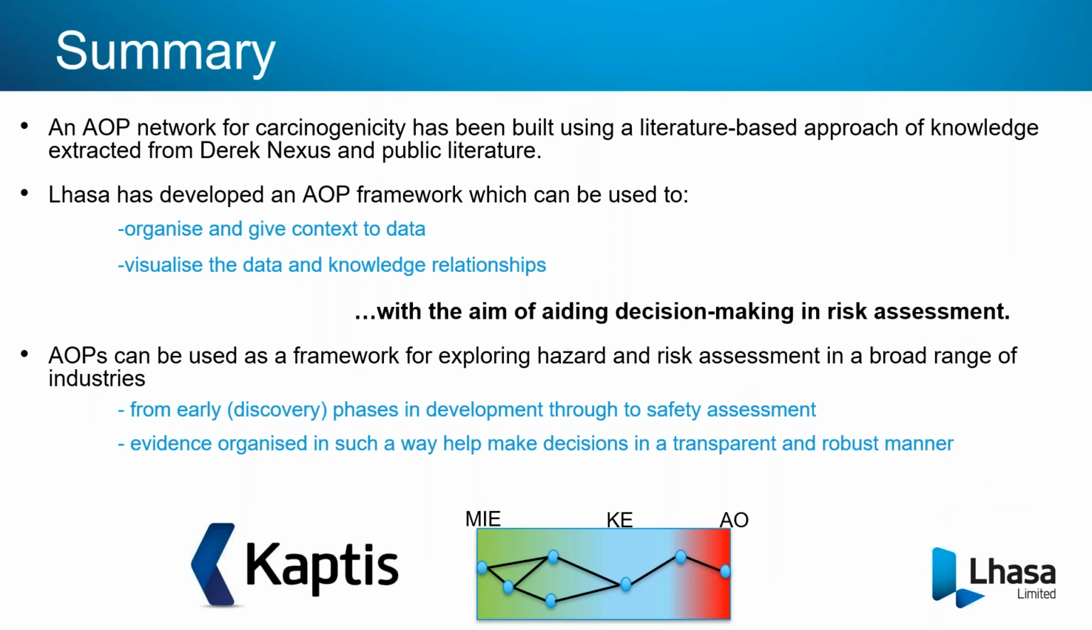So, in conclusion, I hope that has shown that AOPs can be used for organising evidence and help someone reach a decision as to the potential of a substance to cause unwanted effects. With this in mind, we have developed an AOP network for carcinogenicity, which repurposes information contained within Derek Nexus, public literature, and associated relevant evidence.